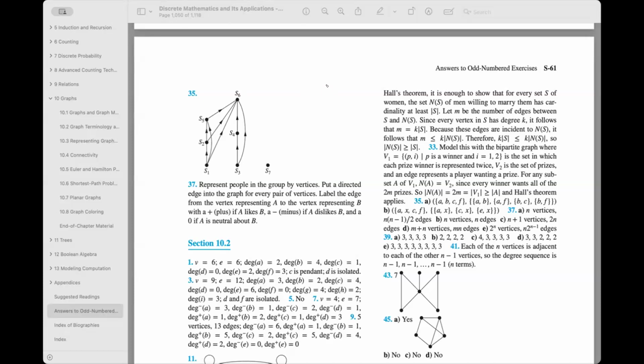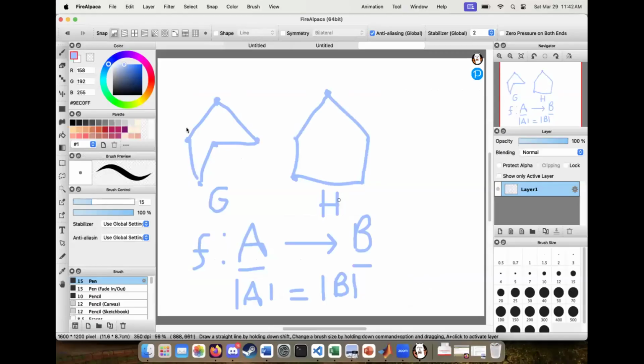We're seeing something different from the same screen you're seeing. Oh shoot, sorry. Okay, here. So these two graphs, G and H, are isomorphic to each other.